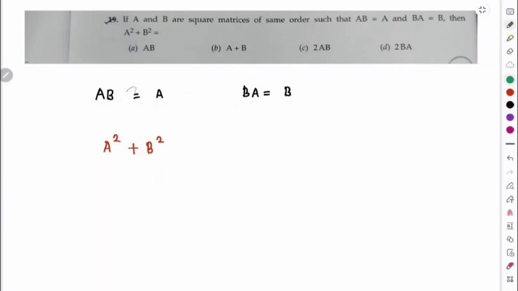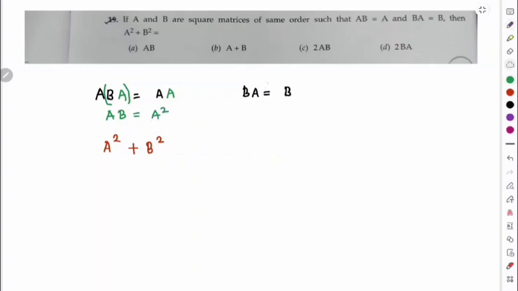I would like to multiply A as a post multiplier. So what is this? This is nothing but B, right? So I get AB is equal to A square.